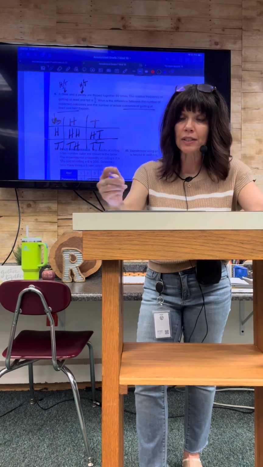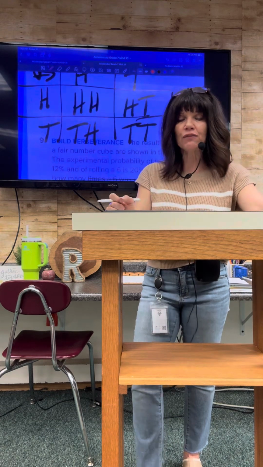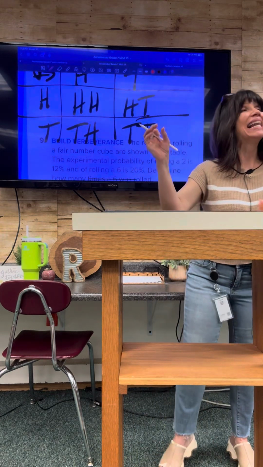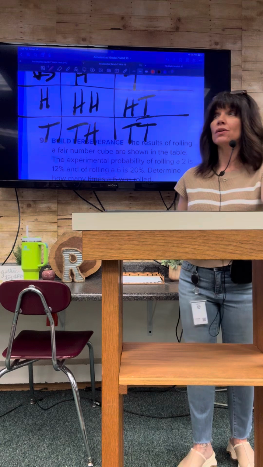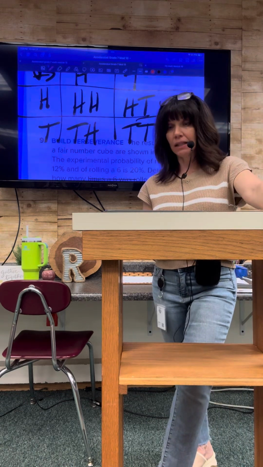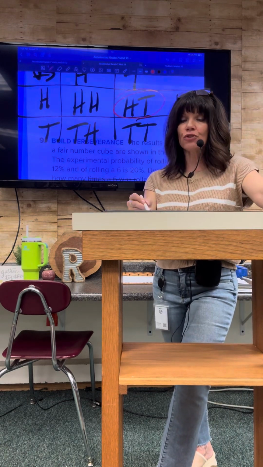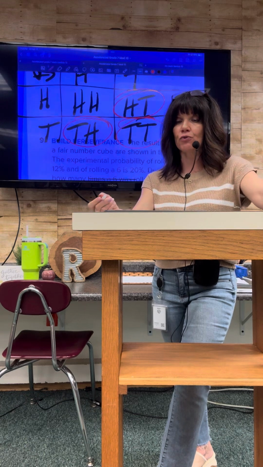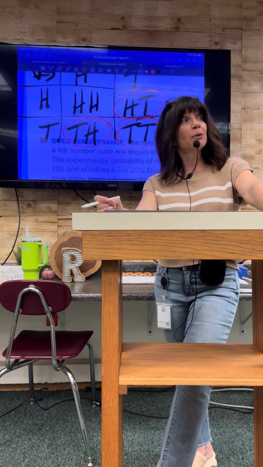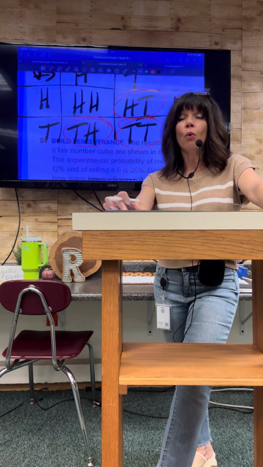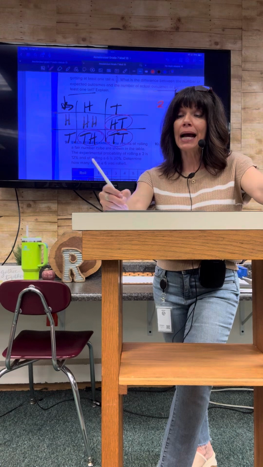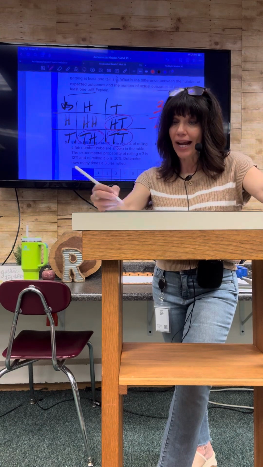I do want you to tell me right now how many of the 4 options have at least 1 tails. I love your answer. This has at least 1, this has at least 1, this has at least 1. So for the theoretical probability aspect of that answer, what will you write? 3 out of 4. And you'll figure the rest out.